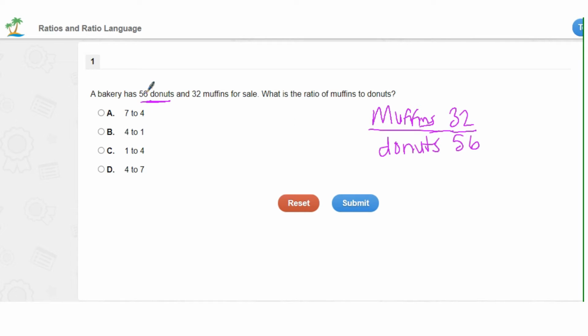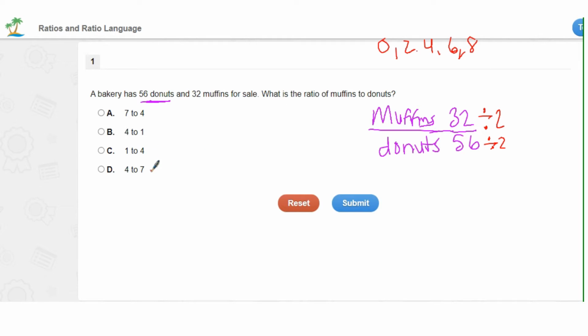Now, I don't see 32 to 56. That means I need to simplify. So I know that these are 2 even numbers. I also know that these are both divisible by 8. But I'm going to divide it by 2. Divisible by 4 as well. I'm going to divide both of them by 2. If your number ends with a 0, a 2, a 4, a 6, or an 8, you know it's an even number. So it's divisible by 2.